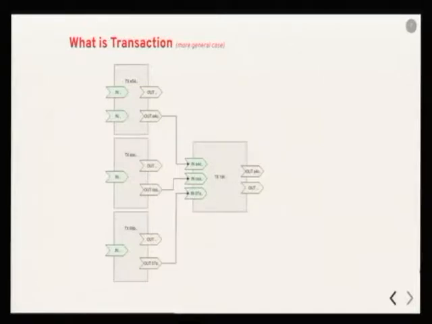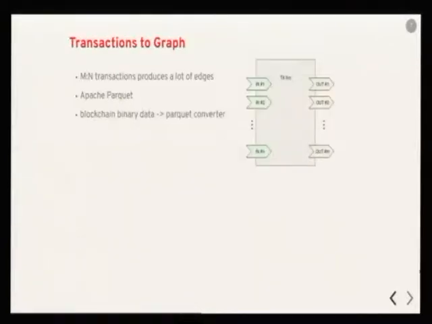But this is the simple transaction. This is the more complex one, because the transactions can contain multiple inputs and multiple outputs, and these inputs are connected to the previously unspent outputs. So this is how it works. This is the previous transaction, this is the new one, and this input is connected to this output. So in general, we have multiple input and multiple output transactions, and we want to somehow generate the graph on which we want to perform some analysis.